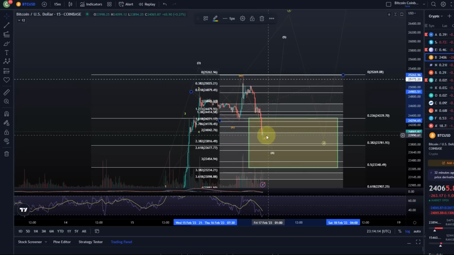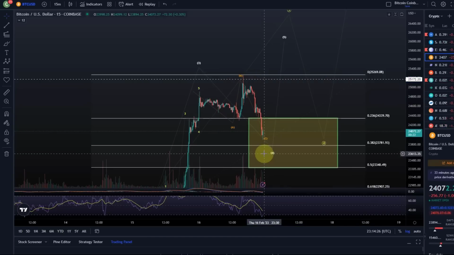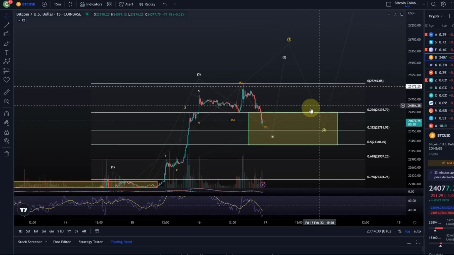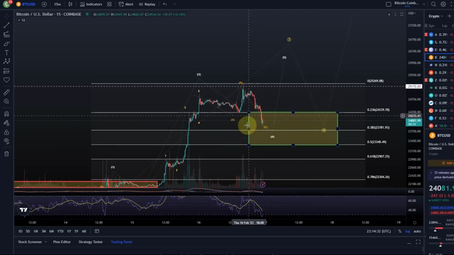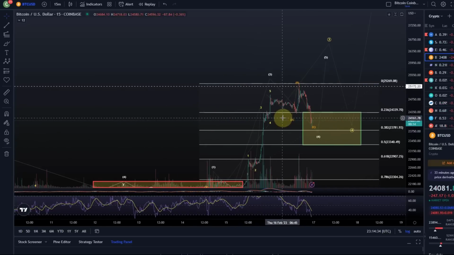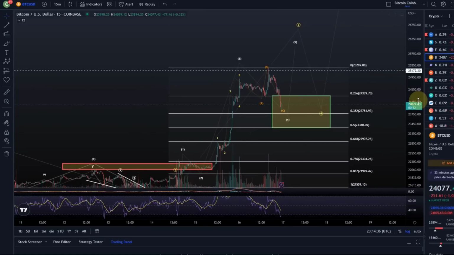See a little bit of a reaction. And then we have a very much extended expanded flat going to the 2.618 extension, typically 23,677. These are key support levels to watch here for Bitcoin. But that's everything I can really tell you about the very, very short term here. Eventually we should find support if this upside should continue further.